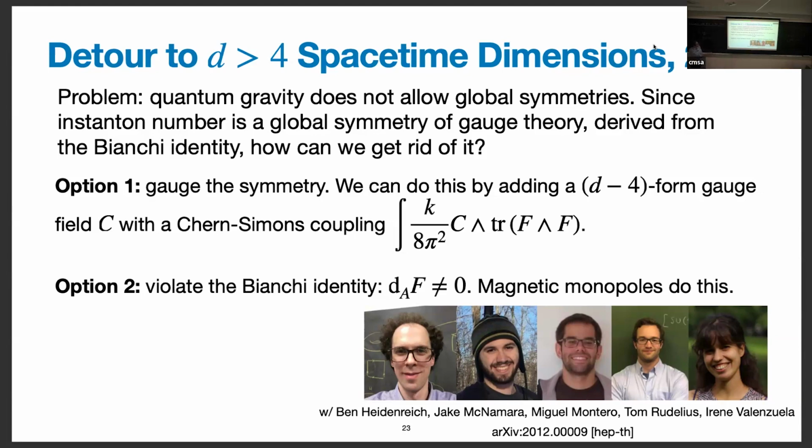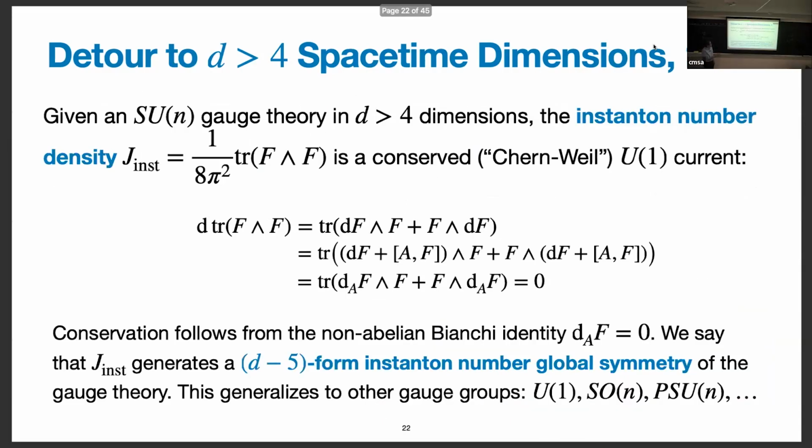If we gauge the symmetry, the simplest way to gauge the symmetry is to just add a gauge field coupled to the current. So I add some new gauge field C that has a C wedge trace F wedge F coupling. That's a Chern-Simons coupling. That's something we're allowed to do in field theory, and it's something that also shows up very often in string compactifications.